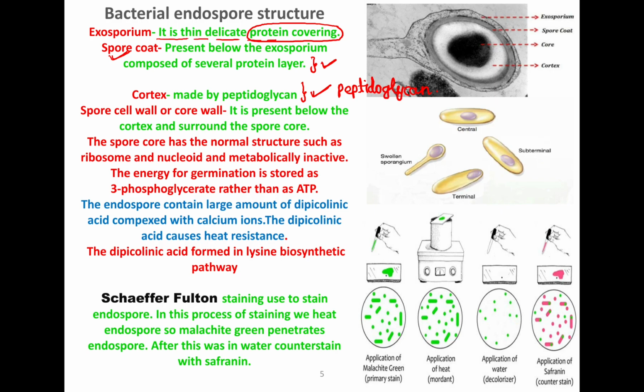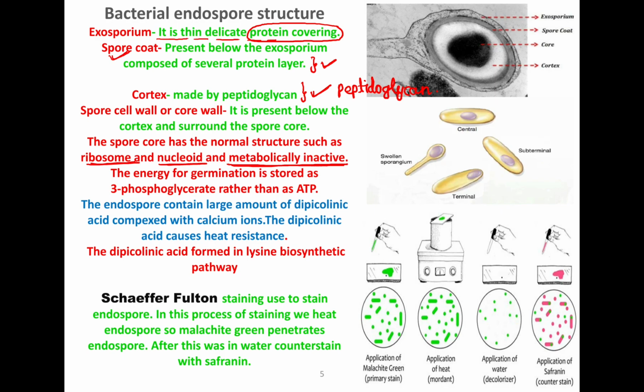So the cortex is a thick layer made by peptidoglycan, and then the innermost layer is the spore cell wall or core wall, which is present below the cortex and surrounds the spore core. And what is the spore core? The spore core is the normal cell which has all the minimum things required for a cell. It has cytoplasm, though the cytoplasm volume is less, and it has ribosomes for protein synthesis. It has a nucleoid, meaning DNA is also present, and it is metabolically almost inactive. Metabolic activity is very low here.